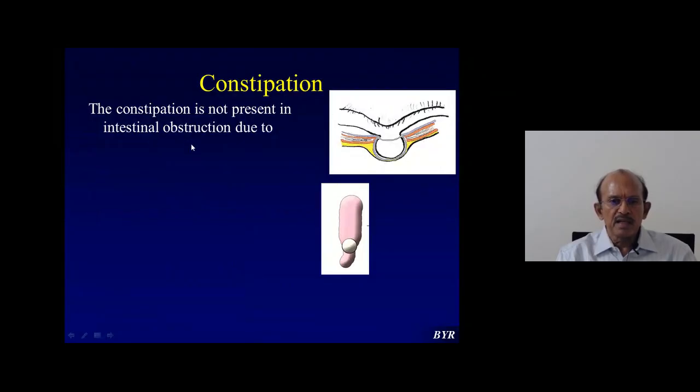Constipation is not present in intestinal obstruction if it is due to Richter's hernia. Already we have discussed Richter's hernia, that is called partial enterocele. When only part of the wall of a bowel is herniated, then there is no constipation because the bowel lumen is patent. So there is no constipation in these cases.